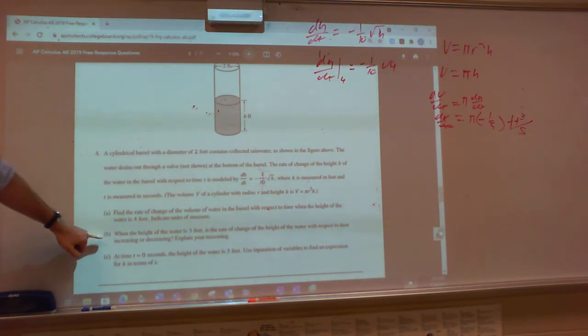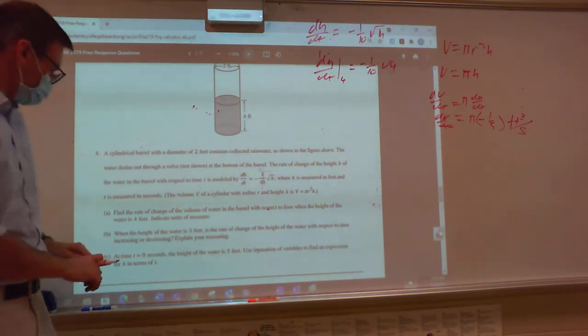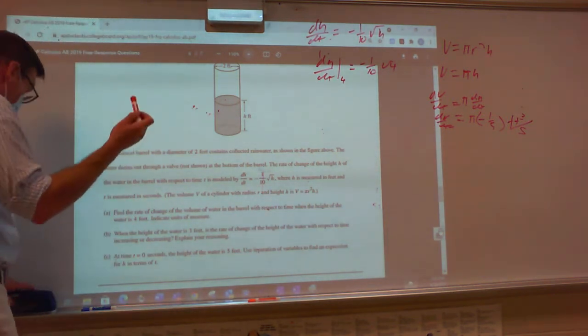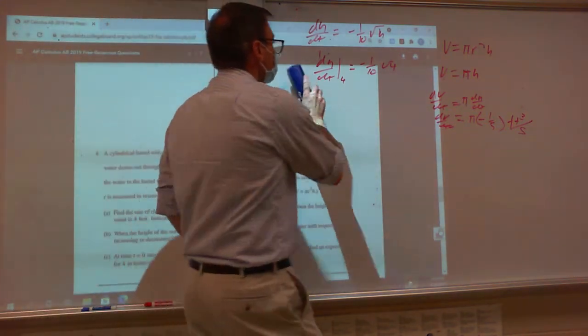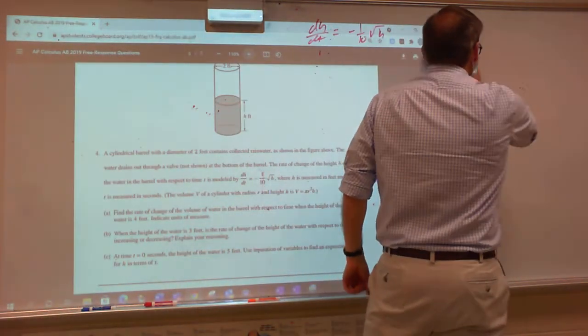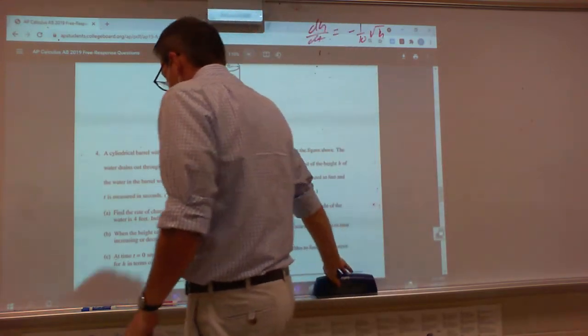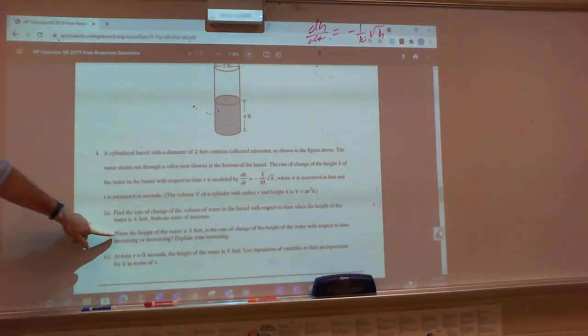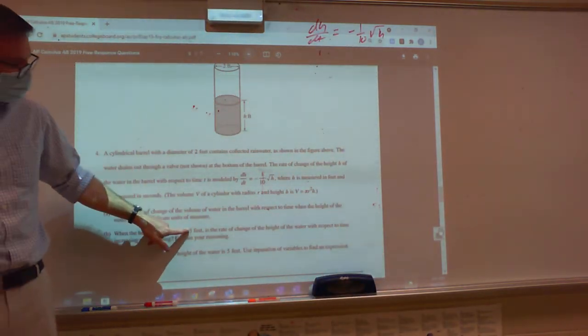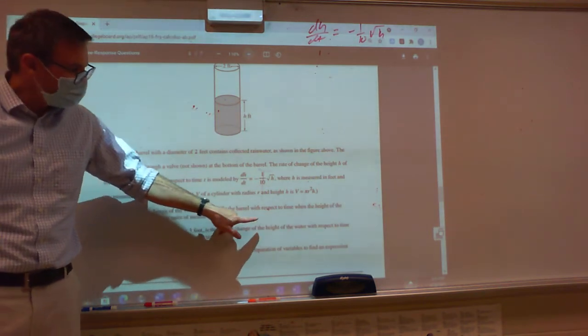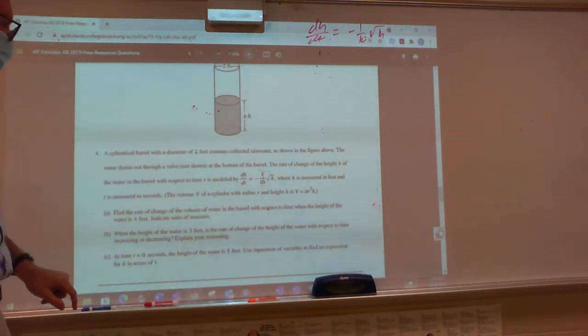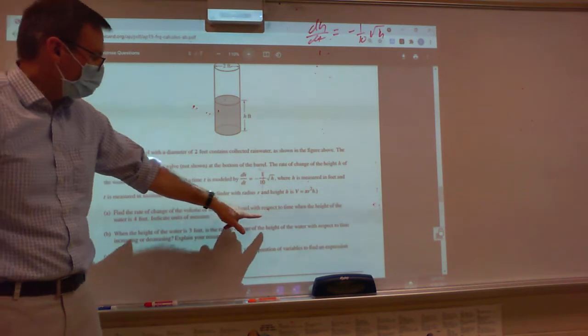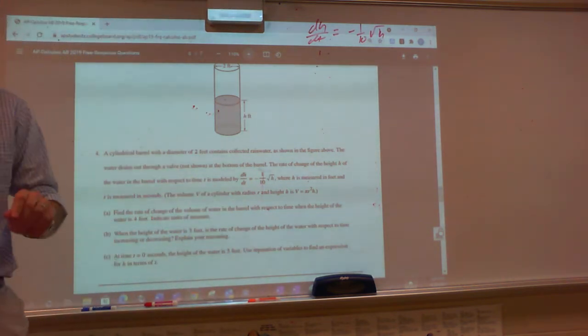All right. Mean question. But they've been mean on these. When the height of the water is 3 feet, is the rate of change of the height of water with respect to time increasing or decreasing?